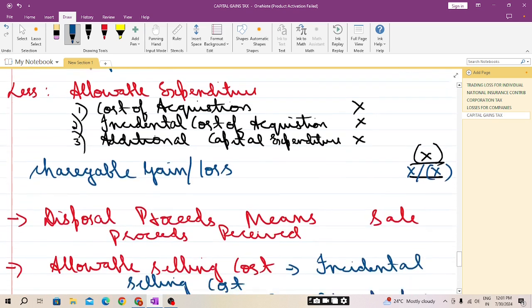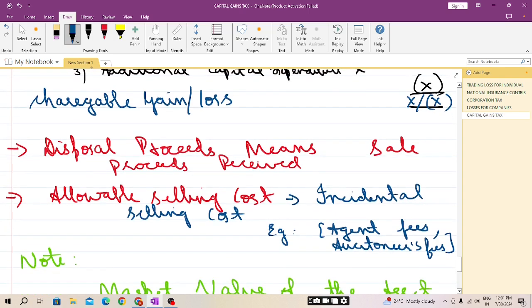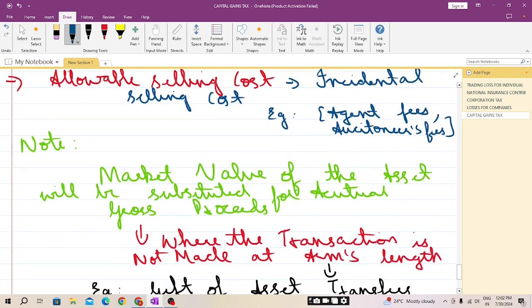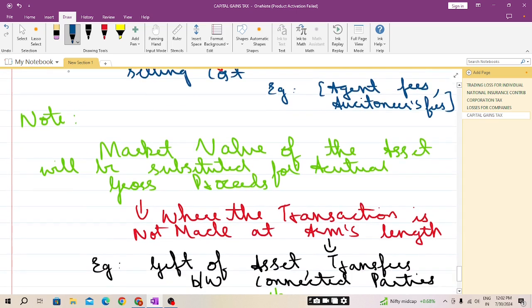So now coming to the first most important topic, the disposal proceeds. Disposal proceeds means the sale proceeds received. But an allowable selling cost will include incidental selling cost like agent fees and auctioneer's fees, if we are paying fees for the person who is auctioning our asset. Then the most important note is that, students, the market value of the asset will be substituted for actual gross proceeds.